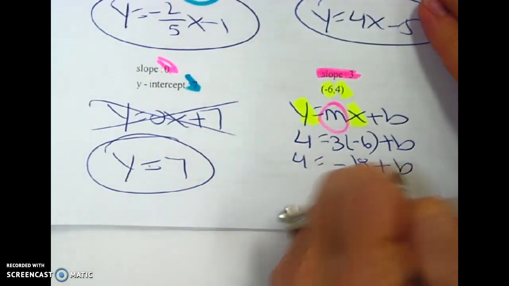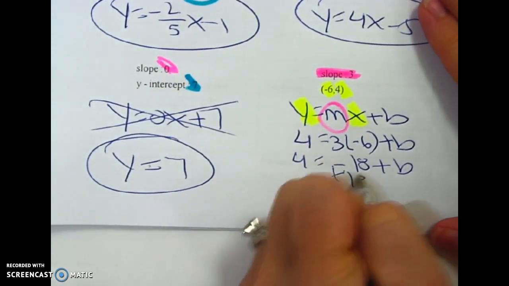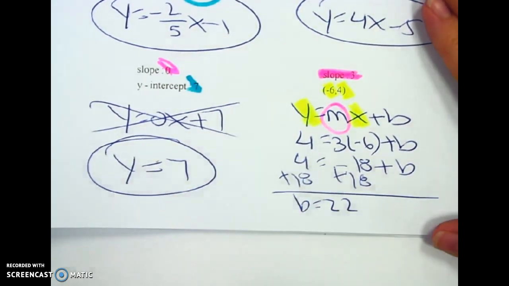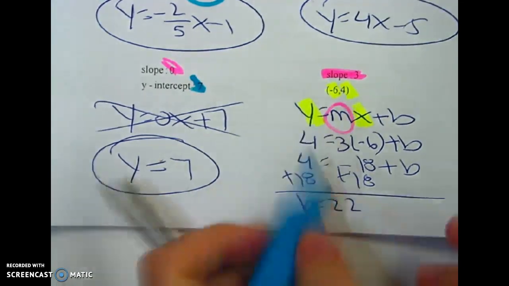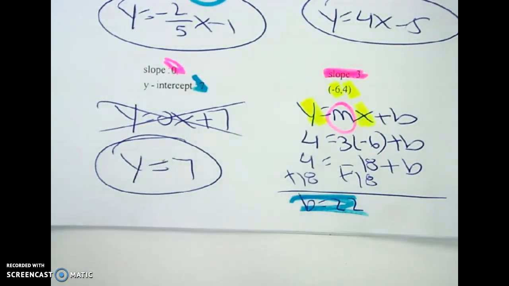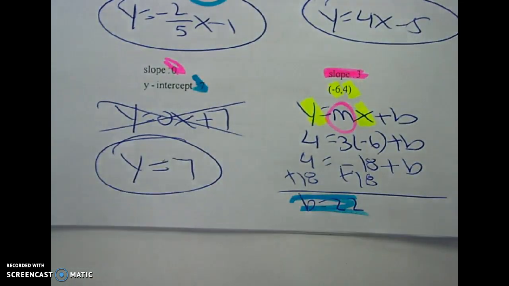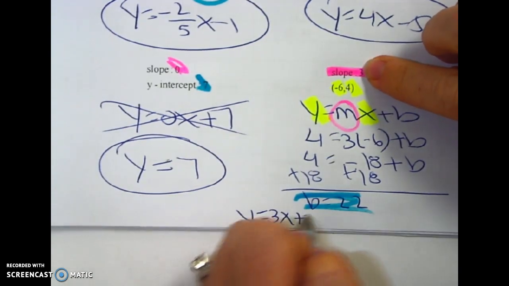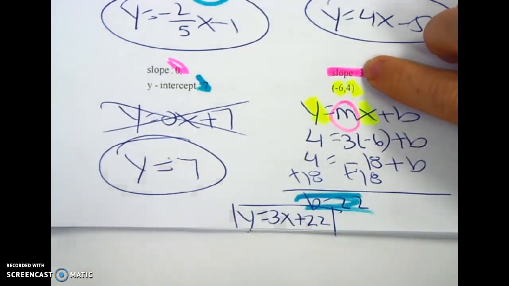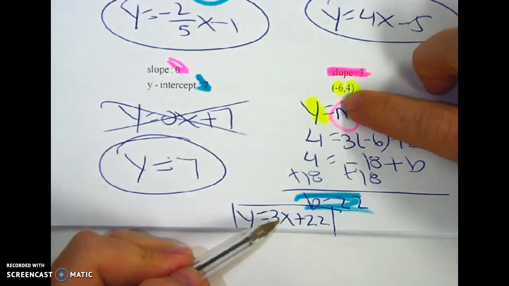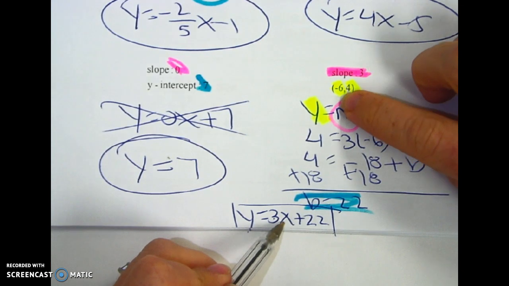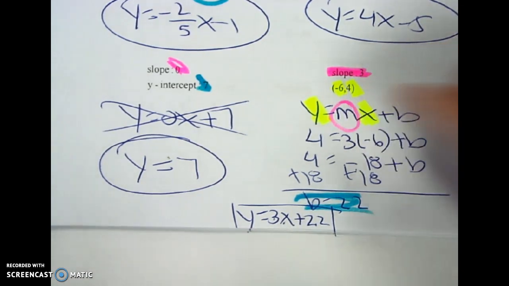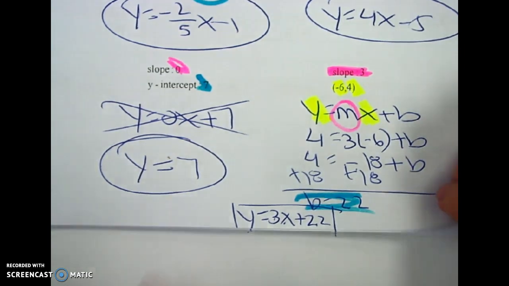Simplify. The opposite of -18 is adding 18. And then I get my b is 22. That's just my b, that's not my equation. So be careful, you get so excited you finish. The focus is all about equations. Y equals 3x plus 22. And if you want to double check, you can. 3 times negative 6 is negative 18. Negative 18 plus 22 is 4. So as long as I know how to multiply, I'm good to go.